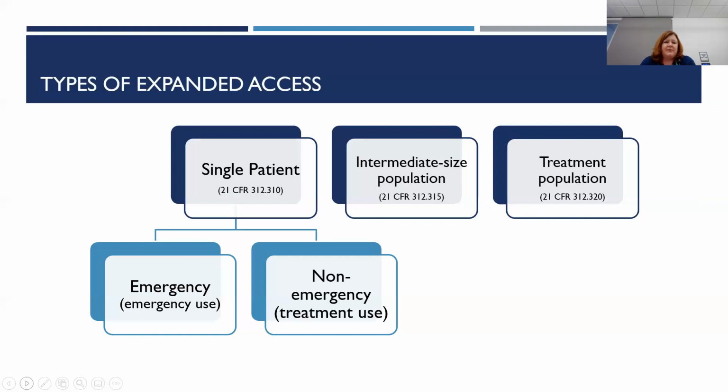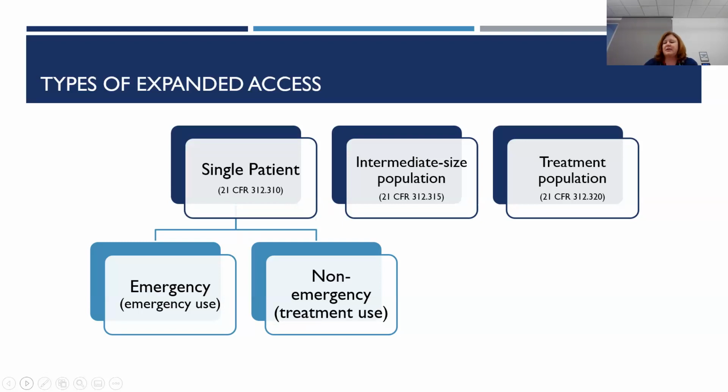So like I mentioned, we have different types of expanded access. And so what we're going to focus on today is the single patient, which is one of the more frequent types of requests that we see come through. We also have the intermediate size and the treatment population. So it's basically small, medium, large, if you want to think about it that way. Single patient, intermediate size, there's no definition of what intermediate size is.